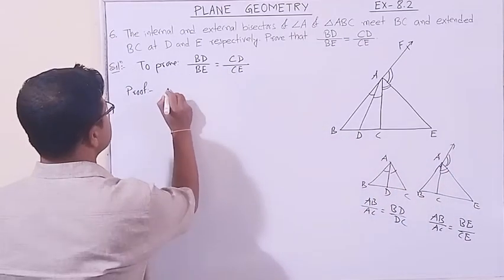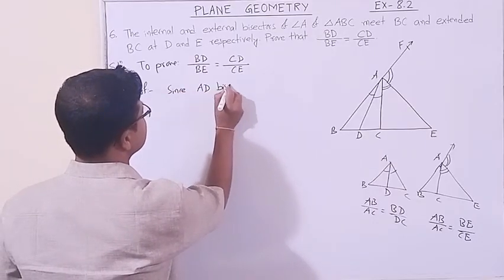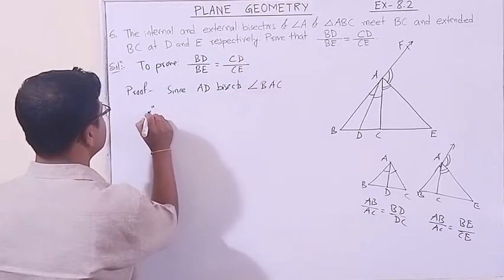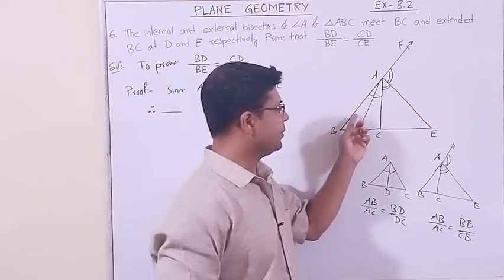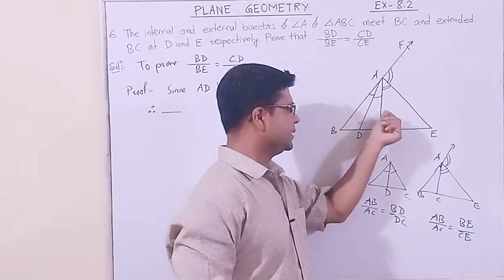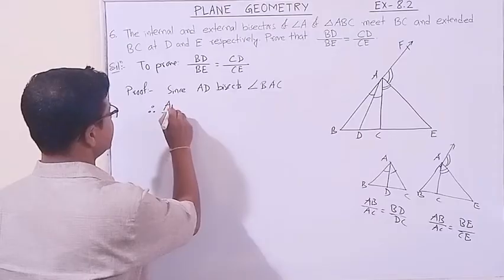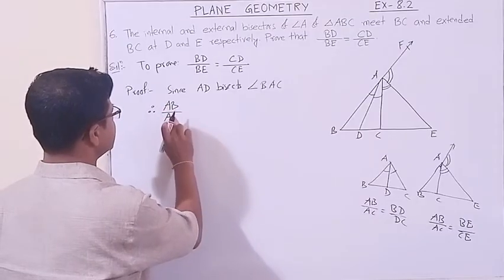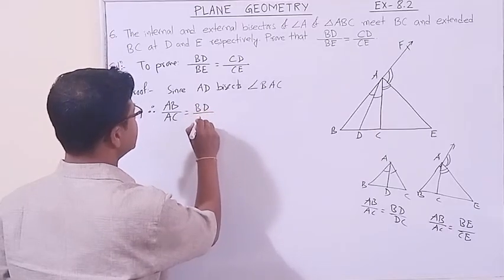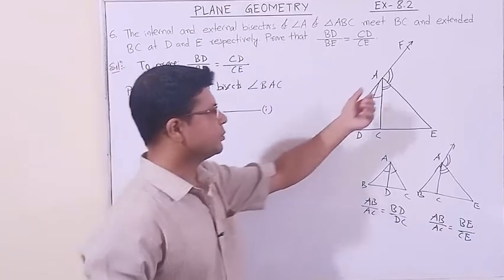Now since AD bisects angle BAC, what do we obtain? We obtain that AB by AC is equal to BD by DC. Have you understood? Let us move. AB by AC equal to BD by DC. This is equation 1. This is done.